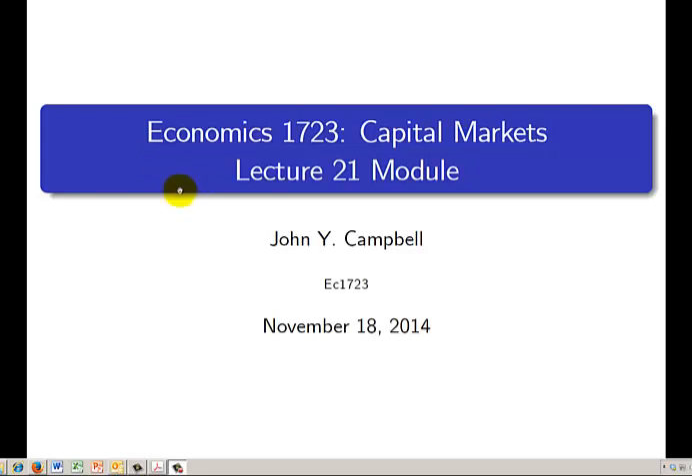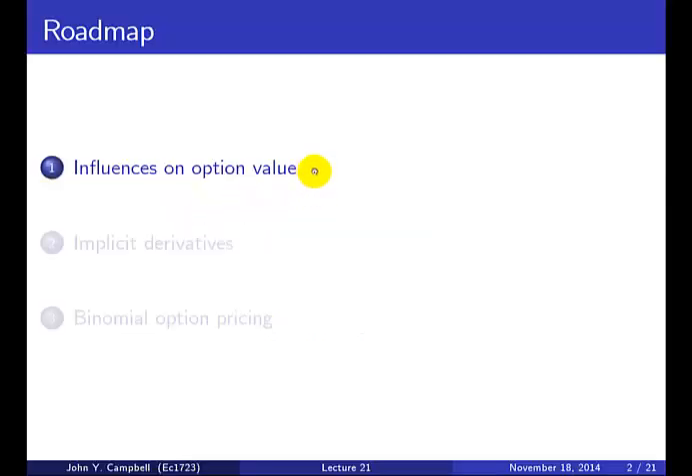And we're going to be talking about option pricing today. We're going to be covering influences on option value, looking at that with the help of the put-call parity theorem. Then we're going to talk about implicit derivatives, which show up naturally in many financial situations. And finally, we're going to do an introduction to binomial option pricing.